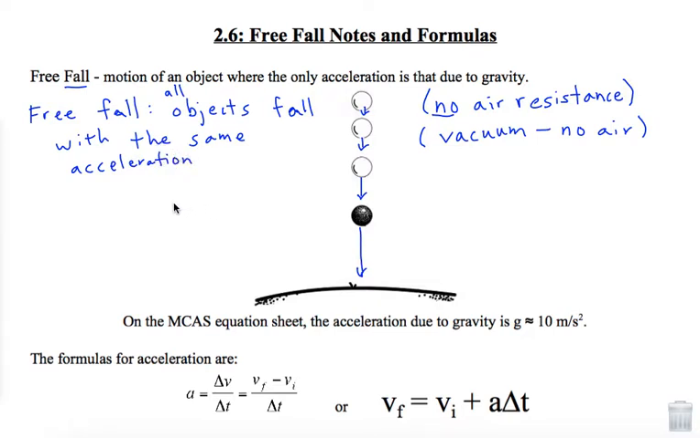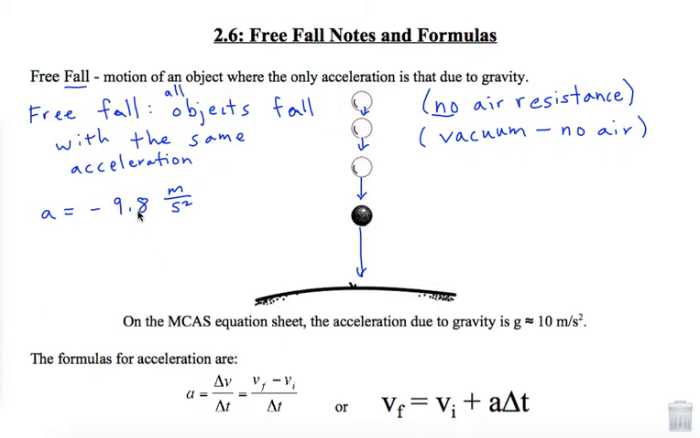Okay, so it doesn't matter if we drop a bowling ball or a golf ball or a car or a piece of paper. If there's no air resistance, if we're in a vacuum, and the only thing acting on it is gravity, if we're near the Earth's surface, then they're all going to fall with the same acceleration. That acceleration is negative 9.8 meters per second squared.